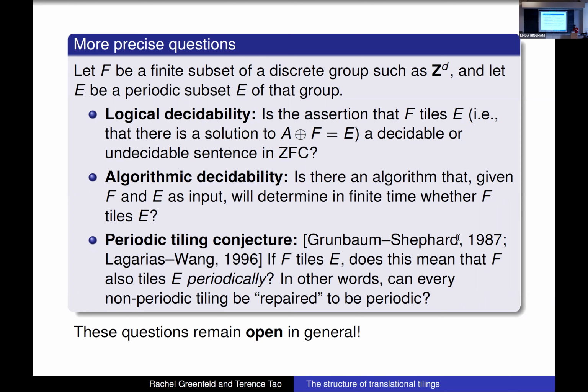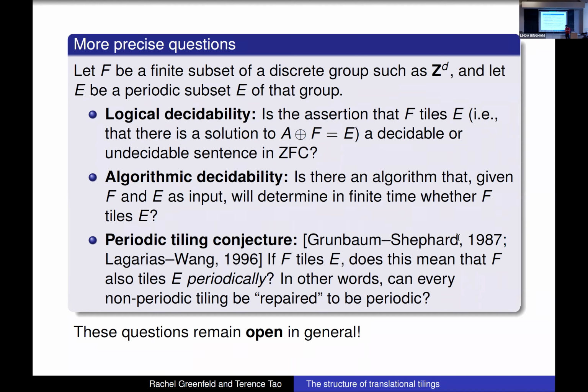And then the third question, which emerged in the 80s and was then popularized particularly by Lagarias and Wang in the 90s, is what we now call the periodic tiling conjecture. So we have seen that not every tiling in the world is periodic. I gave you an example of a unit square, which can tile the plane non-periodically. So non-periodic tilings can exist.